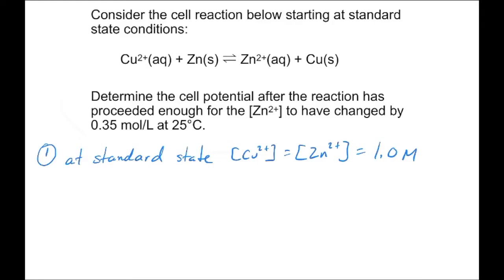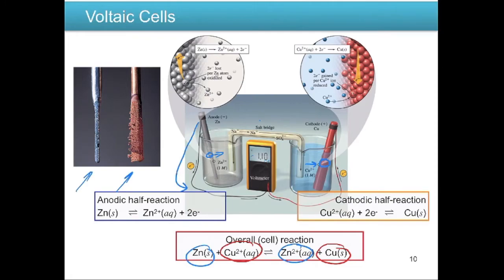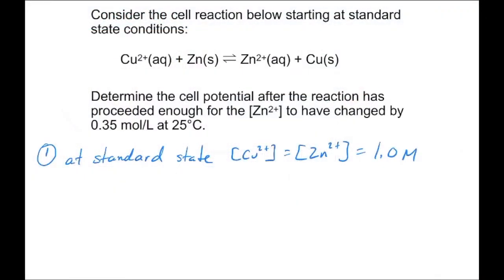Now the second step is to determine which way the reaction is going. We know that the zinc is going to change by 0.35 moles per liter, but is that going to increase in concentration or is that going to decrease in concentration? So just as we talked about a few minutes ago, remember that we have zinc solid turning into zinc 2+, and we have copper 2+ going to copper solid. We can also see that in our chemical reaction, right? We have copper 2+ going to copper solid, and we have zinc solid going to zinc 2+.